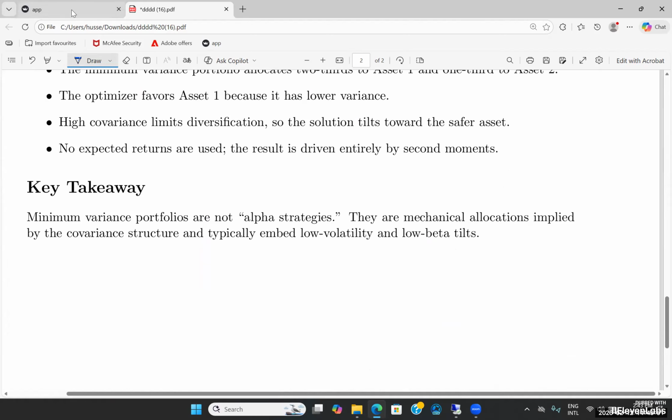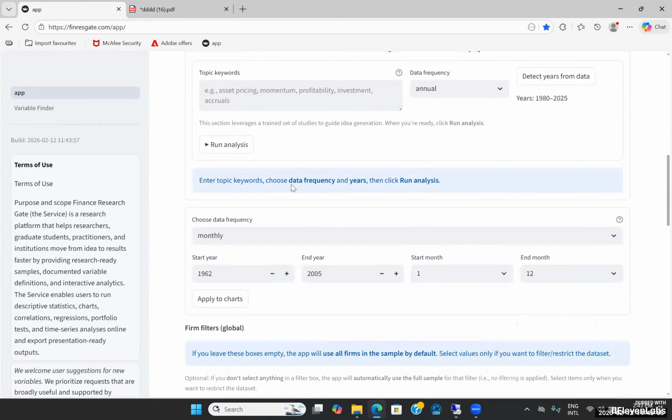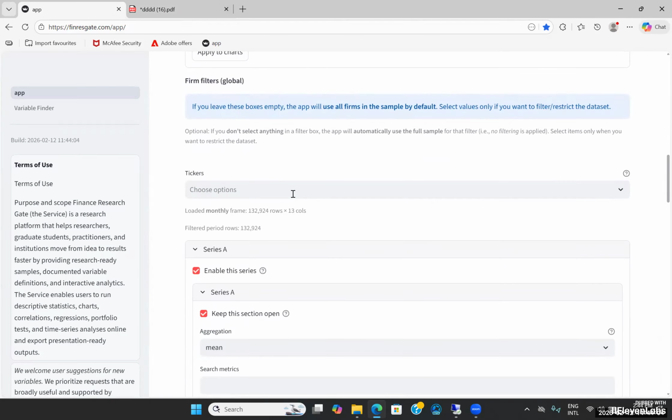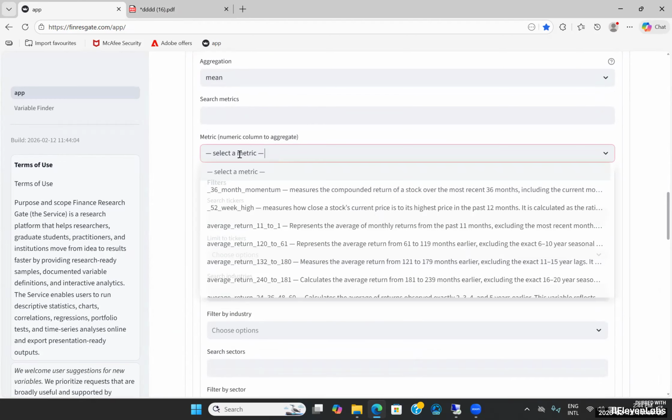So now that we've discussed the theory, let's put this concept into practice by navigating to the Finance Research Gate website. First, I'll need to locate the specific section of the website that contains the data we'll be working with. Once there, I'll adjust the data parameters, selecting a monthly frequency for our analysis, and then define both the starting and ending years for our data range. For our initial data series, to keep things manageable, I will select just a single stock for our examination.